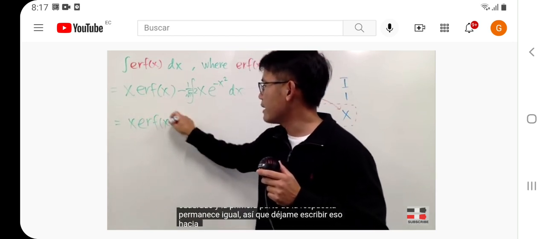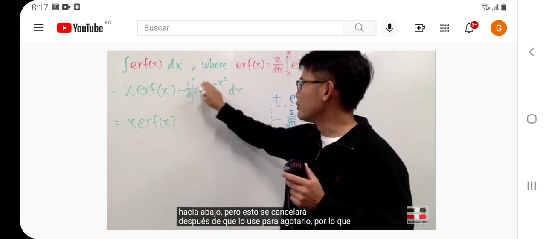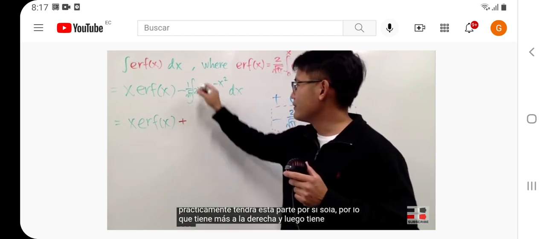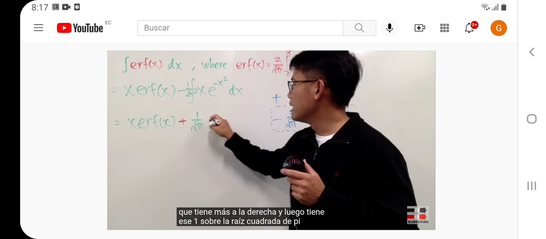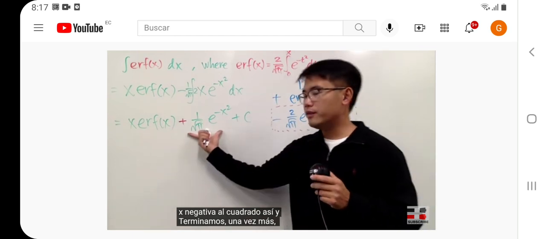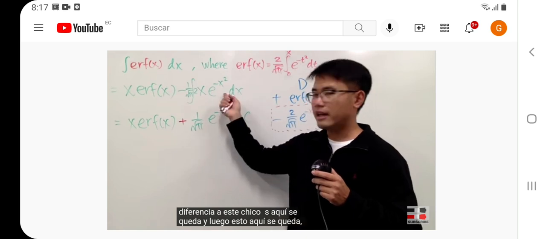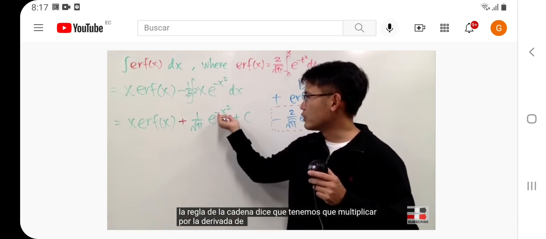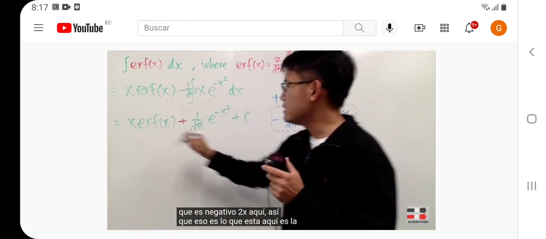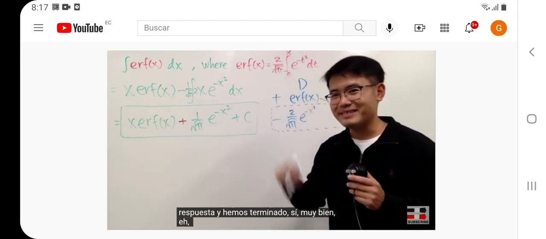So let me just write that down. But this is going to be cancelled after you do the u sub. So you pretty much will have this part by itself. So you have plus, right? And then you have that 1 over square root of pi e to the negative x squared, just like that, and we are done. And once again, if you differentiate this guy, this right here stays, and then this right here stays, but the chain rule says we have to multiply by the derivative of negative x squared, which is negative 2x right here. So that's why this right here is the answer, and we are done. Yeah, really nice, huh? Yeah, that's it.